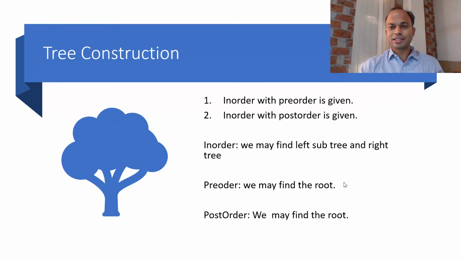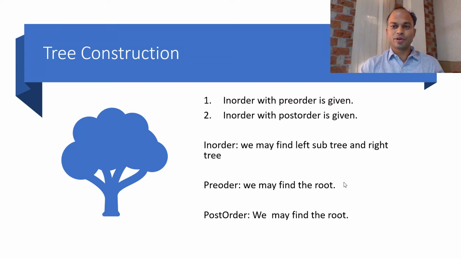Why are these two sequences required? If we talk about the in-order, then from the in-order, we can find out the left subtree and right subtree if the root is given. Because in-order sequence is left subtree, then root, then right subtree. I mean if the root is given, then we can easily find out the left values from the root are the left subtree, and the right values from the root are the right subtree.